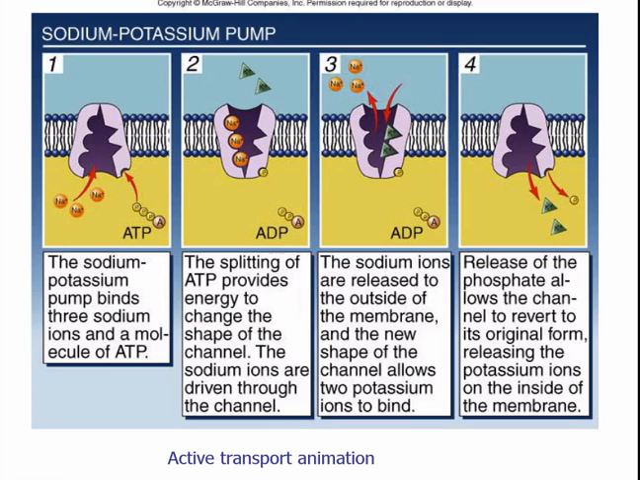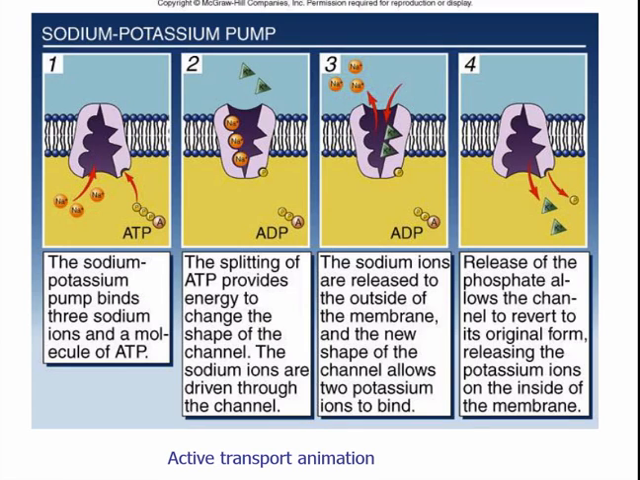So second section, the splitting of ATP into ADP. Remember, ATP stands for adenosine triphosphate. Notice that it has 3 P's. When you take off one of the P's, it now becomes adenosine diphosphate. Notice it only has 2 P's now. That releases energy. So it says the splitting of ATP into ADP provides energy to change the shape of the channel. That purple protein changes shape. The sodium ions are driven through the channel and released on the other side.